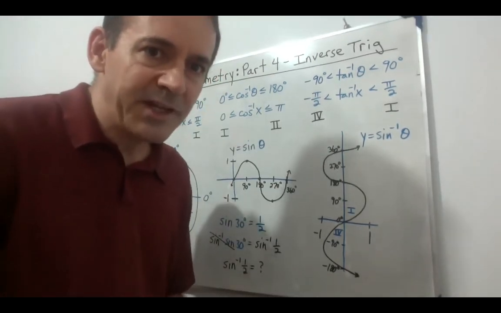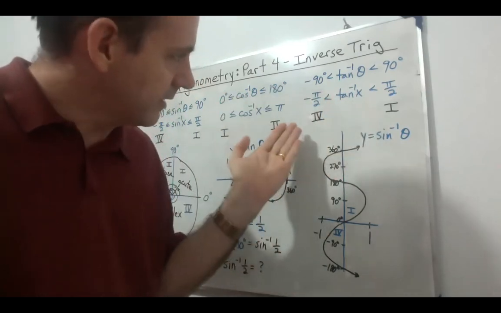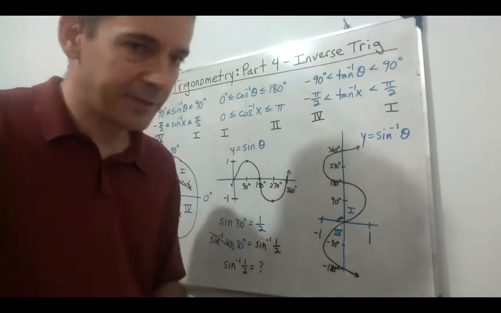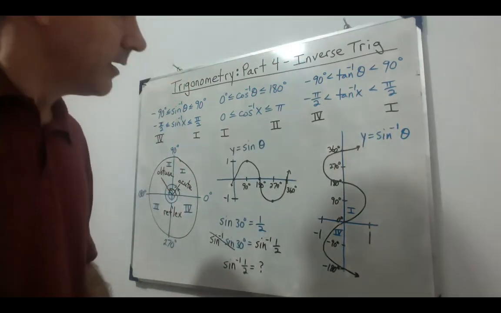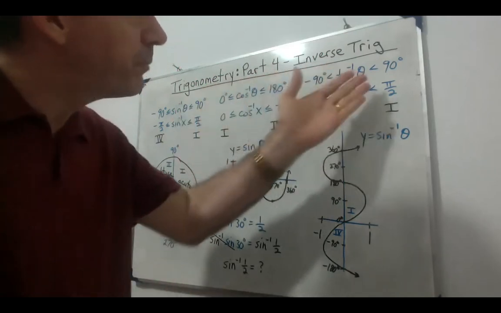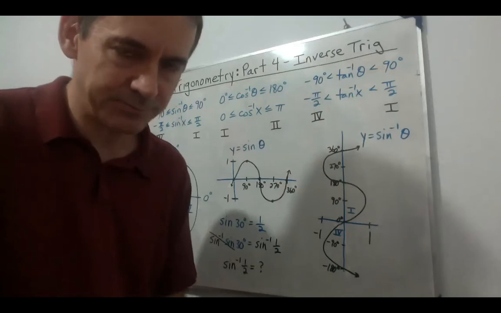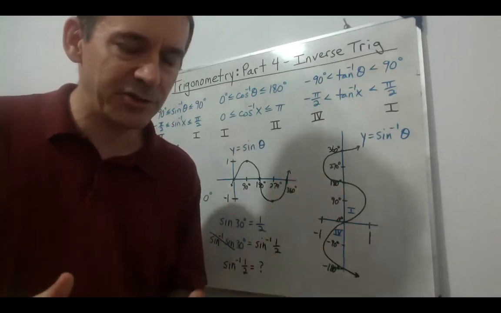And our inverse tangent is also first quadrant and fourth quadrant. So why are these numbers positive and negative, one positive, one negative quadrant? I just want to explain it to you a little bit.